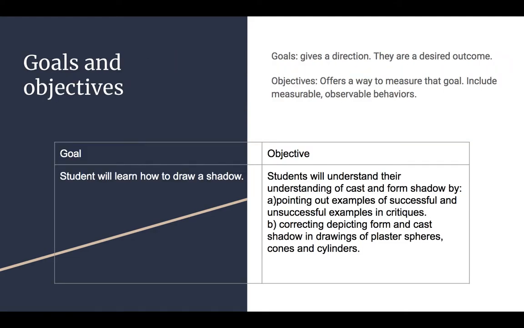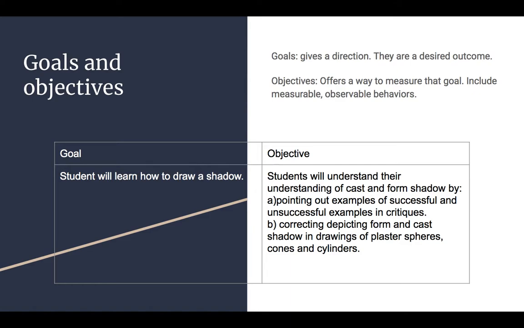So one of the things that we need to understand as teachers is the difference between a goal and an objective. Goals are more directional, inspirational, if you will. They are a desired outcome. And objectives are the way that we make sure that we're moving towards that goal, that we're able to measure that goal. They're observable behaviors, measurable behaviors.